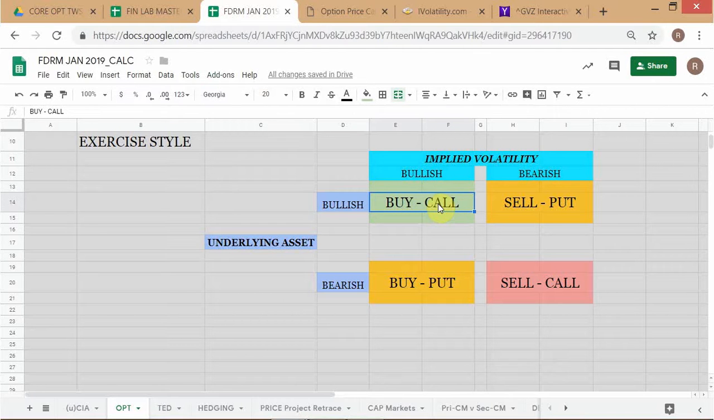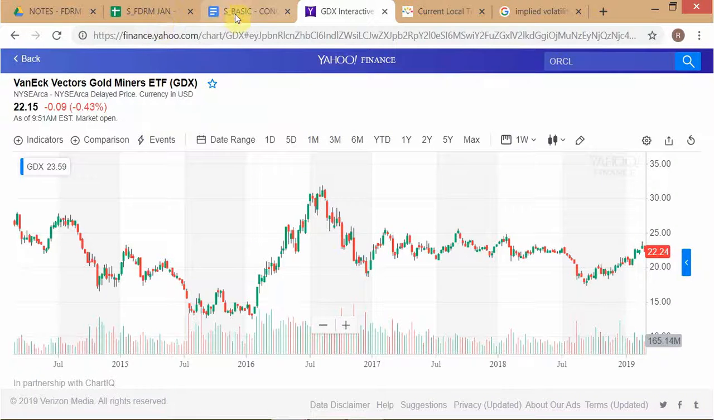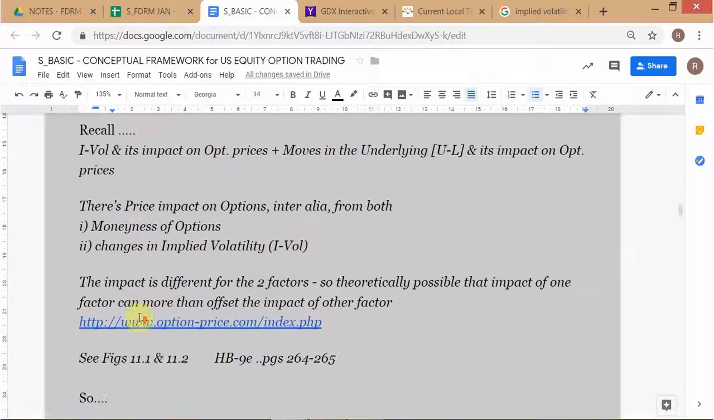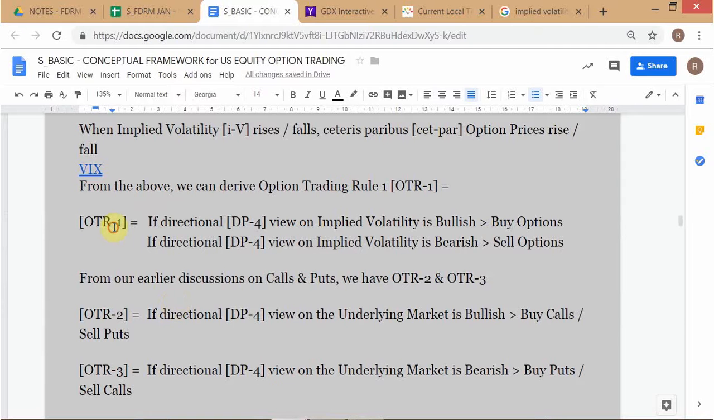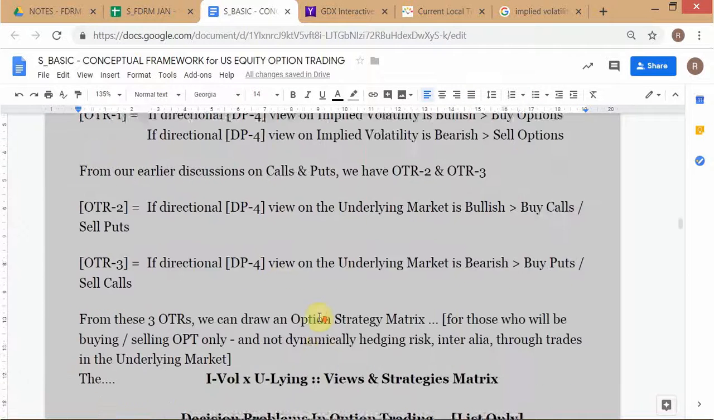So now we have some clarity between all these options. I have zeroed in on buy call. That's my strategy. We have a couple more decisions to take, because in the case of options we have some additional decision problems. I'm going to rush through this a little bit. All this logic is explained over here; it's nothing but the explanation of that matrix.